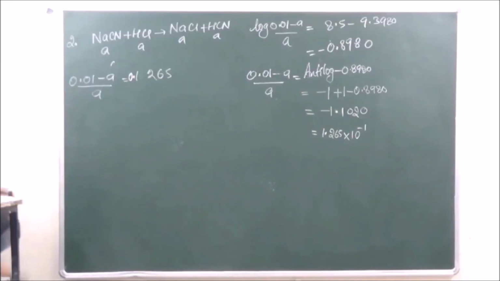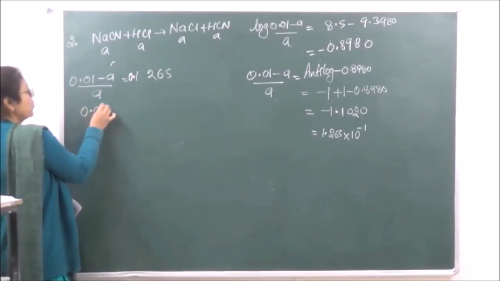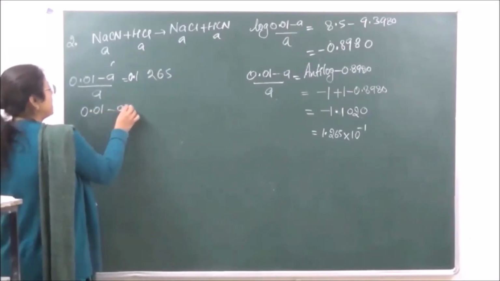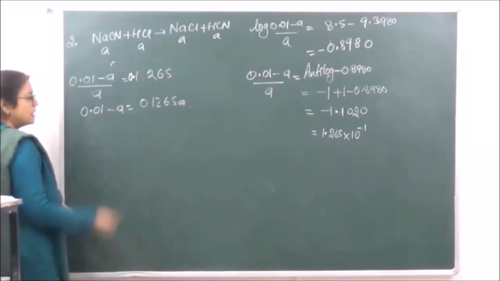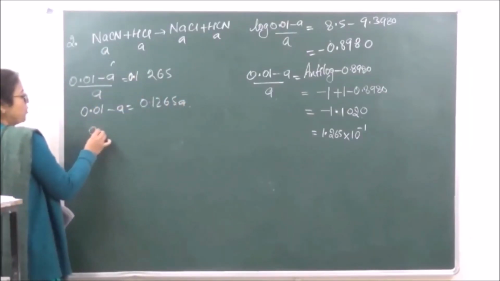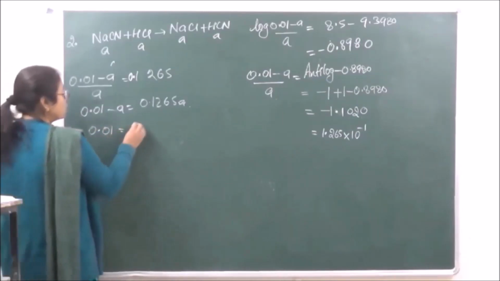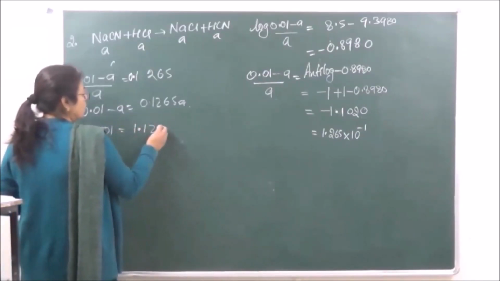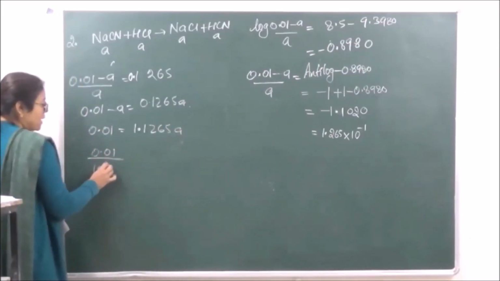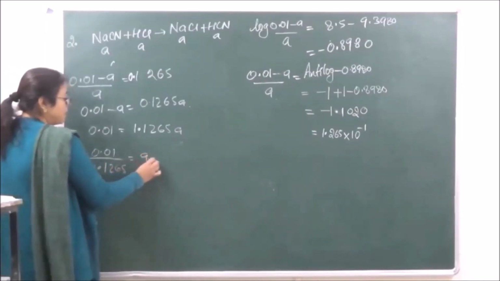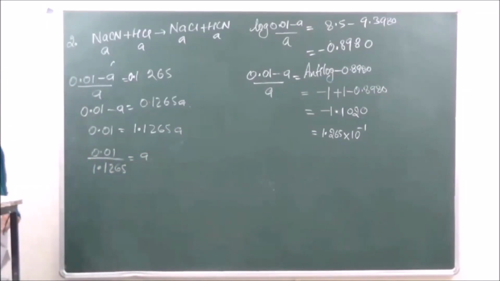Okay? So what will we get? 0.01 minus A is equal to 0.1265A. Okay, this goes to that side, so 0.01 is equal to 1.1265A, and 0.01 divided by 1.1265 is going to be the value of A. Okay? So it comes to 0.0089 moles.